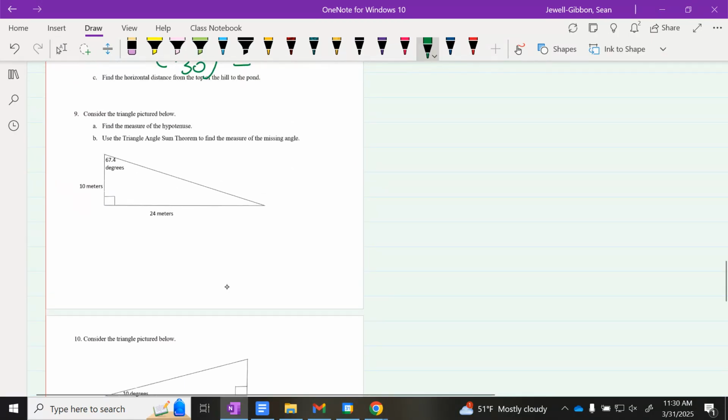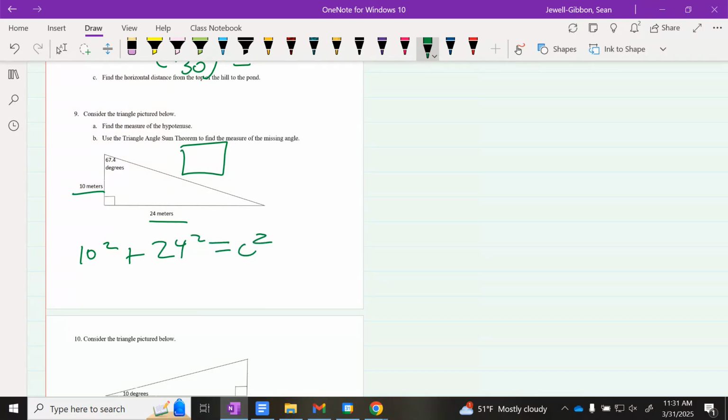Alright, number 9 here, so consider the triangle picture below. We're looking for the measure of the hypotenuse first. We got A and we got B, so we can use Pythagorean theorem here. Again, one of the short sides squared plus the other short side squared will give us C squared. Alright, let's check my notes here. And 10 squared plus 24 squared is going to give us 676. Again, that is equal to C squared. We need to take the square root, and we should find that to be 26. This is 26 meters long.